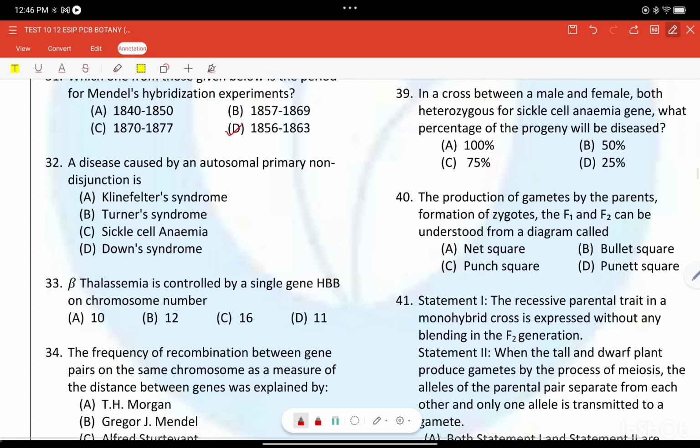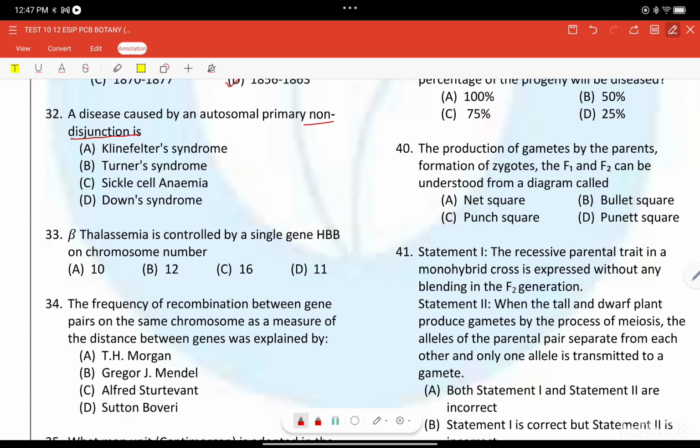1856 to 1863 is the period. A disease caused by autosomal primary non-disjunction. Non-disjunction of chromosome leads to aneuploidy, and a result of aneuploidy can be Klinefelter syndrome, Turner syndrome or Down syndrome, but in the question it is given autosomal primary non-disjunction. So autosomal non-disjunction can be seen in Down syndrome, trisomy of 21st chromosome, while in this option non-disjunction is seen in sex chromosomes, so it cannot be the answer.